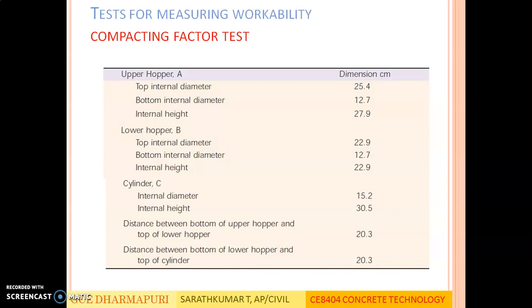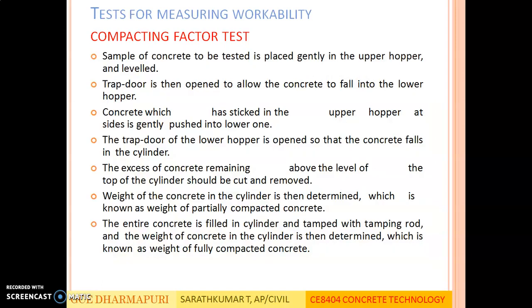So these are the various dimensions of the compacting factor test apparatus. The upper hopper has a top internal diameter of 25.4, bottom 12.7, and an internal height of 27.9. Similarly, the lower hopper and the cylinder dimensions are given. The distance between the bottom of the upper hopper and the top of the lower hopper is 20.3 centimeter, and the distance between the lower hopper and the cylinder is also the same, 20.3 centimeter.